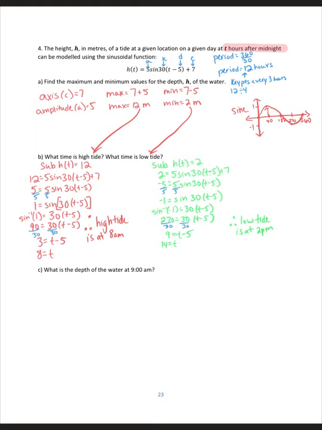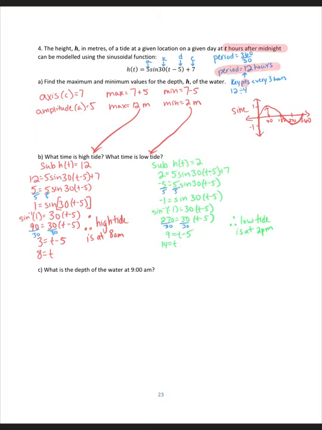So remember that t represents the number of hours after midnight. So 14 hours after midnight would be 2 p.m. Something I want to draw your attention to, though, is that remember we said our period was every 12 hours. Our period is every 12 hours.